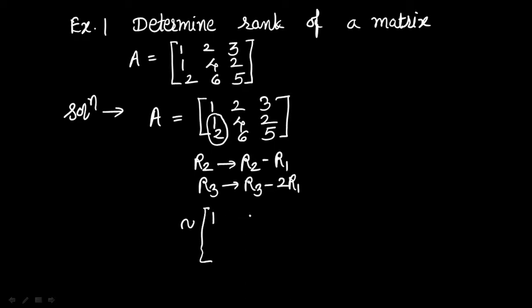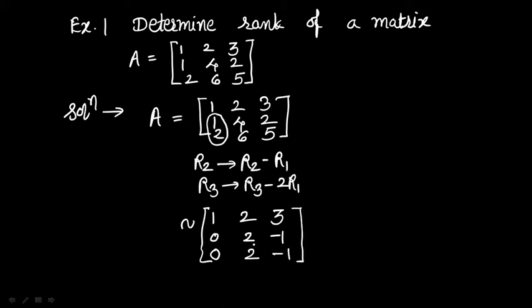Therefore A becomes 1, 2, 3, first row as it is. Second row, first element is 0, then 4 minus 2 is 2, 2 minus 3 is minus 1. Now third row, R3 changes to R3 minus 2 times R1, that means 0, then 6 minus 4 is 2, then 5 minus 6 is minus 1.